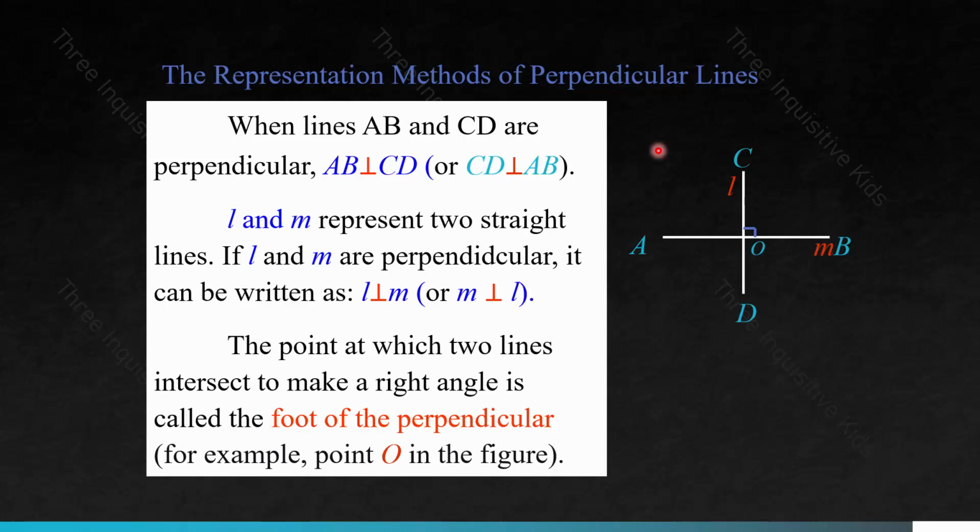L and M represent two straight lines. If L and M are perpendicular, it can be written as L is perpendicular to M, so the same little symbol, or M is perpendicular to L. The point at which two lines intersect to make a right angle, so point O right here in the reference, is called the foot of the perpendicular. The foot of the perpendicular, that is the point where two perpendicular lines intersect.